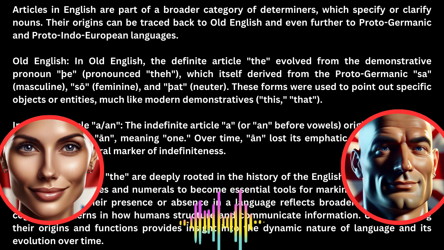Exactly. And this constant interplay of definite and indefinite articles, this back and forth between "the" and "a," is what helps us navigate the flow of conversation smoothly. It's how we build shared knowledge and understanding.